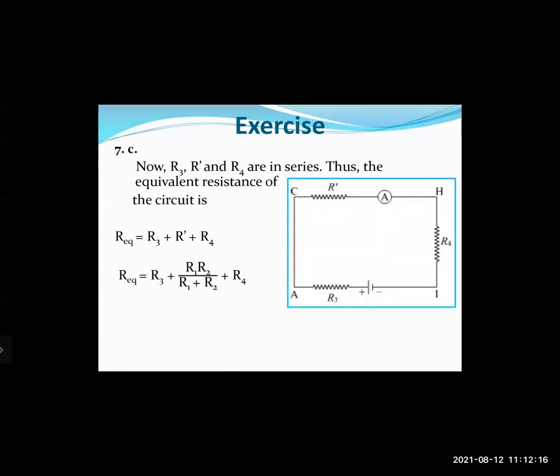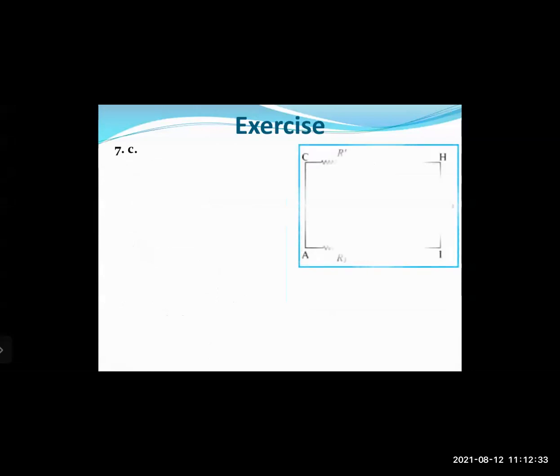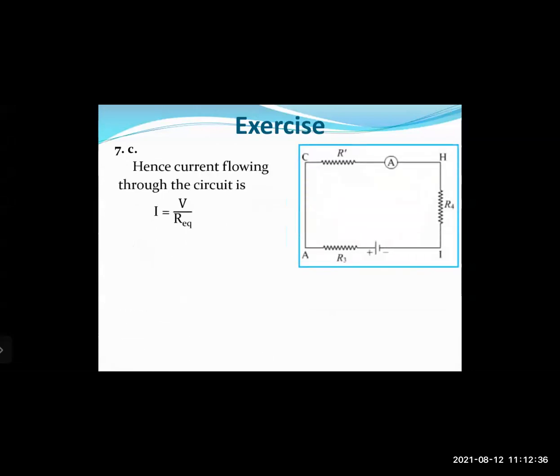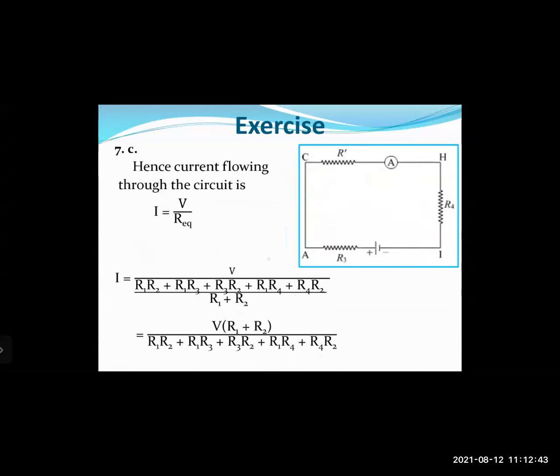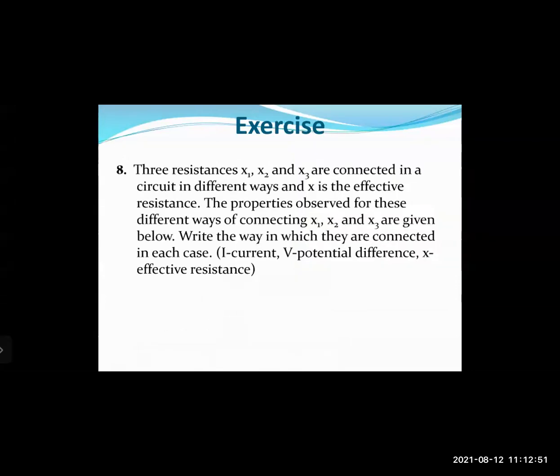Substituting the value of R dash, we get R equivalent equals R3 plus R1 R2 divided by R1 plus R2, plus R4, which changes to R1 R2 plus R1 R3 plus R3 R2 plus R1 R4 plus R4 R2 divided by R1 plus R2. Finally we calculated the current I equal to V by R equivalent. Substituting the value of equivalent resistance, we get this equation, and the denominator goes upwards. So we get V into R1 plus R2 whole divided by that final term. Now, let us move to the next question.